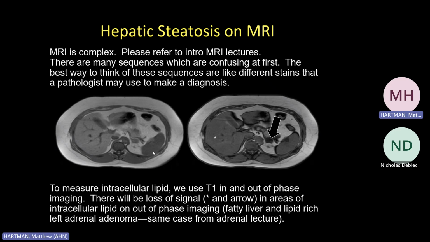And this slide might look familiar from the adrenal talk, but look at the liver here. It's nice and gray on the in phase. You give the out of phase imaging, it loses signal. This tells us this is our stain for microscopic fat. What also gets dark is our left adrenal gland. This left adrenal gland has microscopic fat. This is an adrenal adenoma.